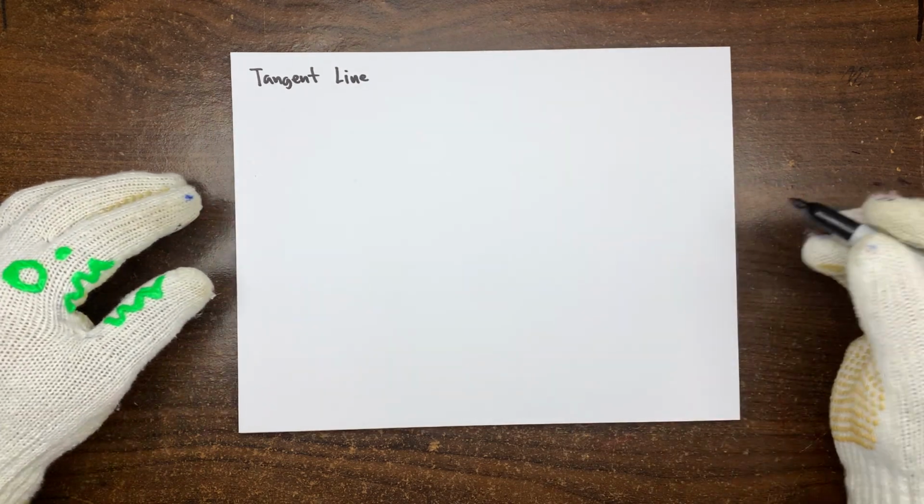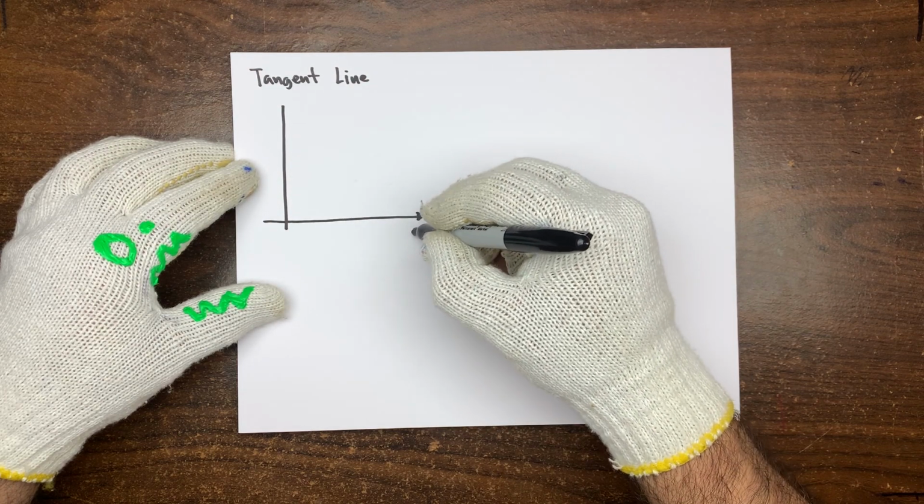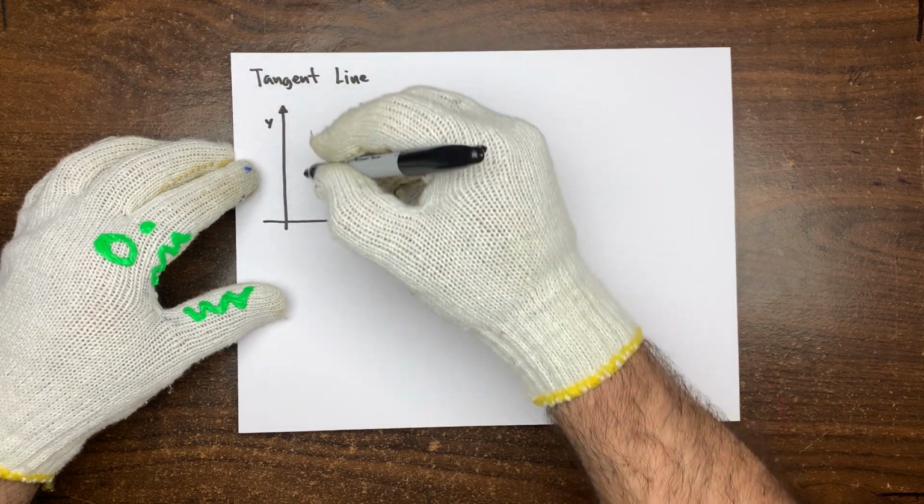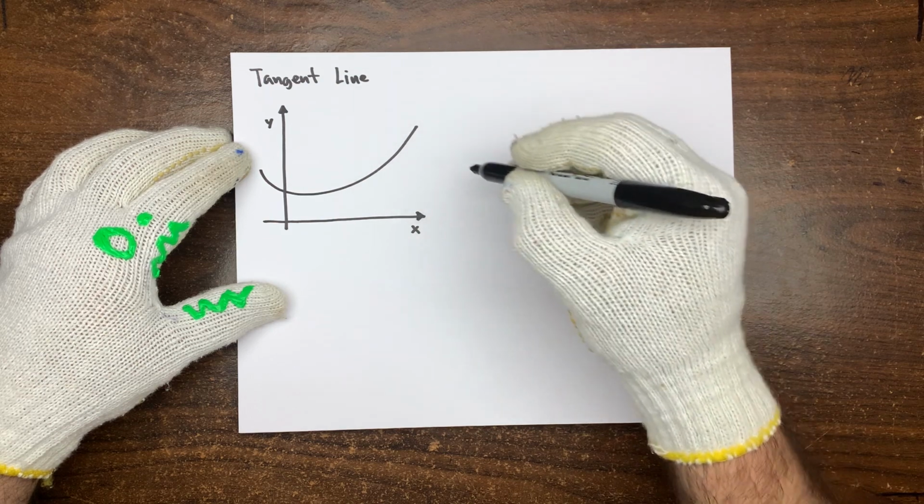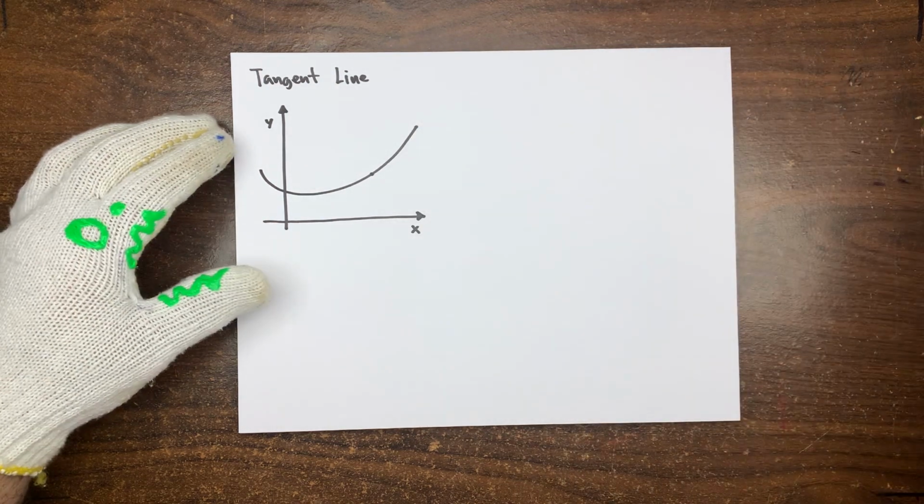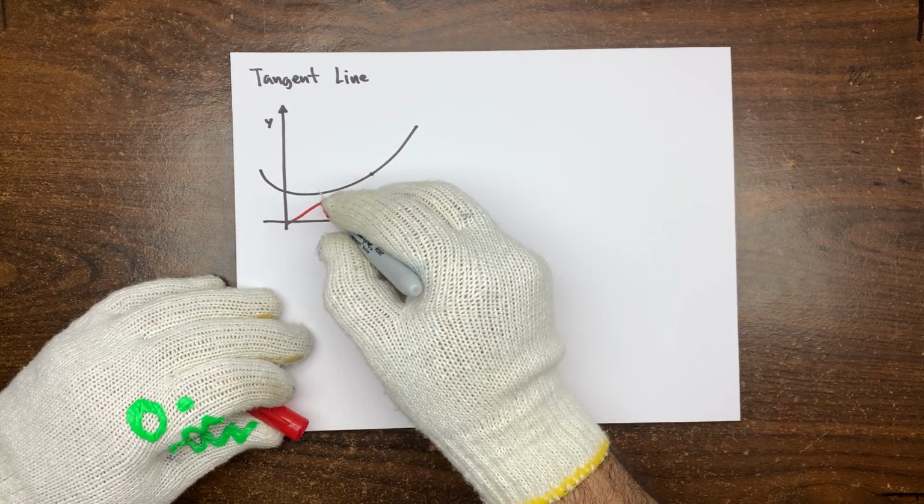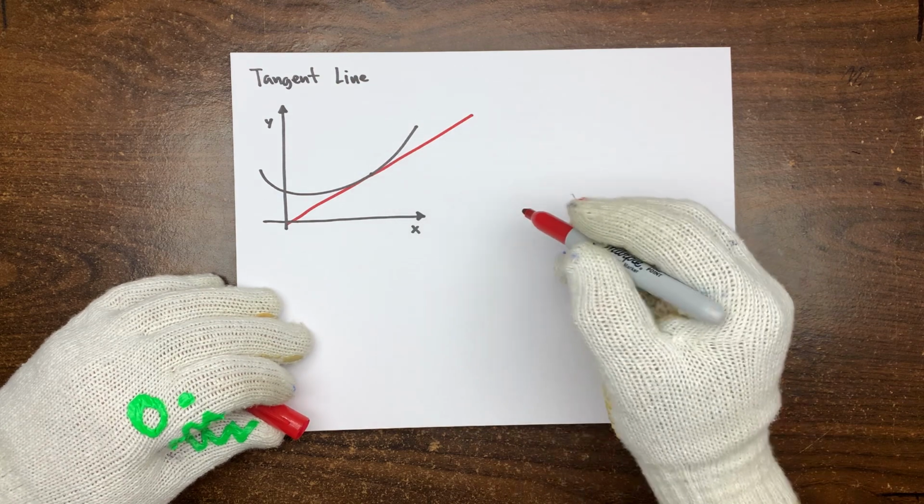Tangent line. Tangent line to any function. Any function, as y is a function of x. Let's say something like that. Okay, and I want the tangent line right there. Tangent line means it's just touching right there. That's it. It doesn't touch anything else.